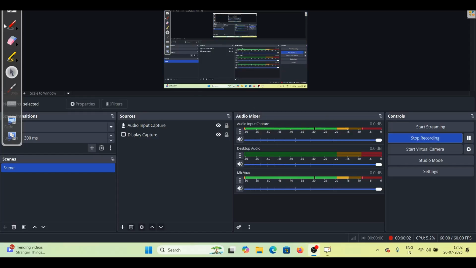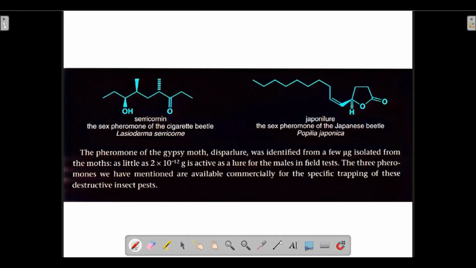So in the previous lecture we had learnt that sericornin looks like this, and japonilure looks like this. Sericornin is the sex pheromone of the cigarette beetle, and the sex pheromone of the Japanese beetle is japonilure. This we had learned in the previous lecture.